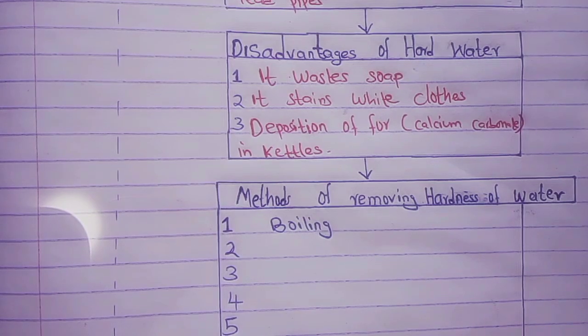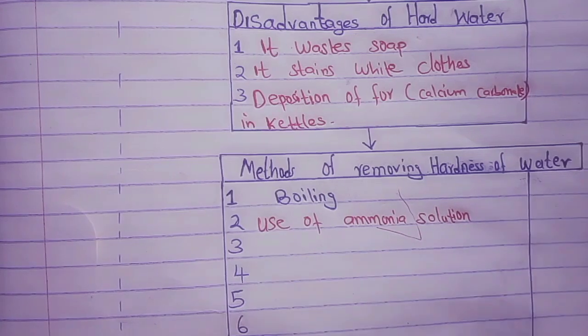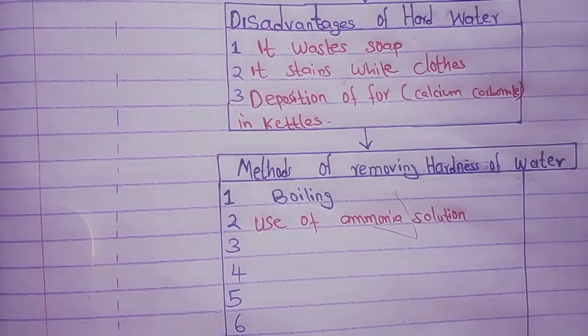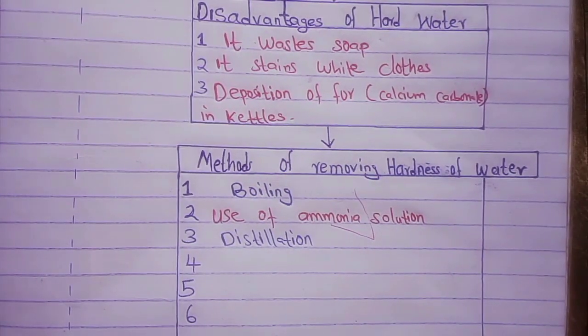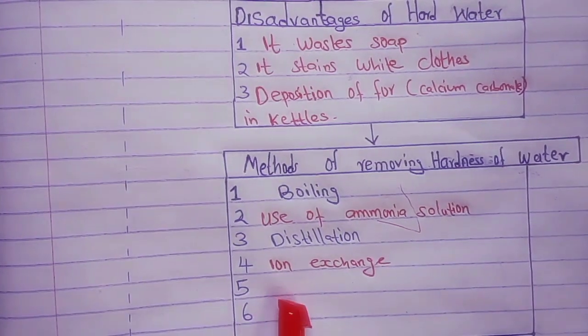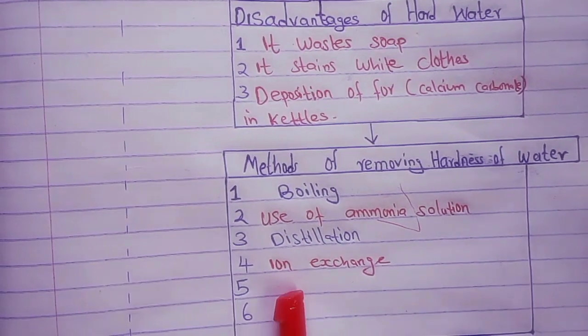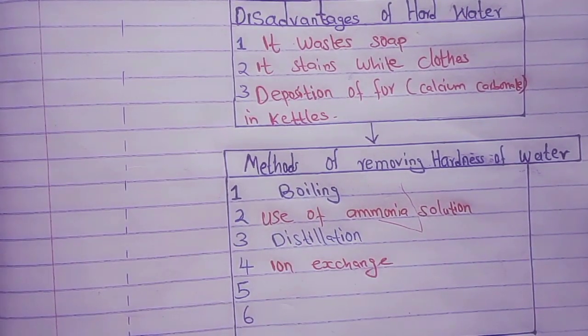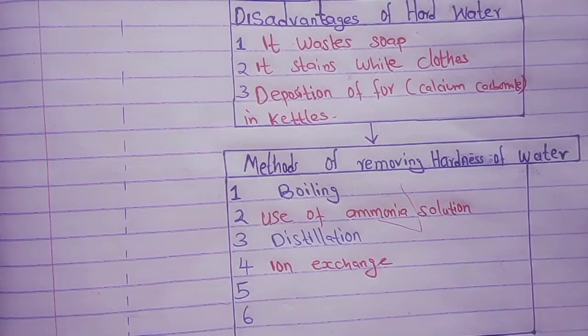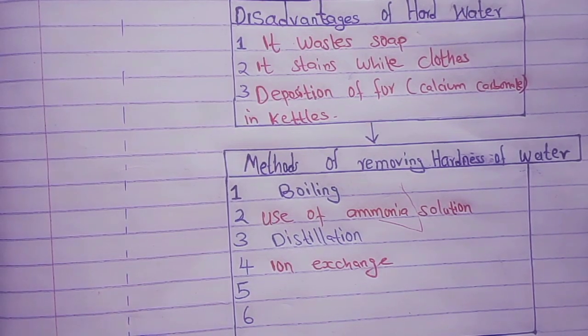The second one is use of ammonia solution. The third one is distillation. The fourth one is use of ion exchange resin. I want to say something about it: ion exchange resin removes both temporary and permanent hardness. The fifth one is use of calcium hydroxide.